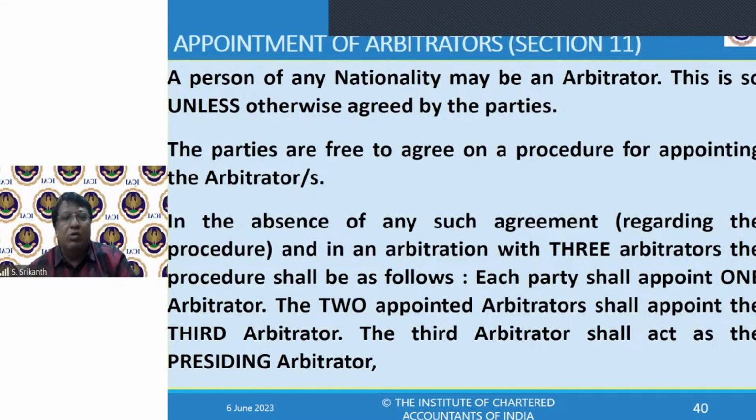So, in the absence of any such agreement regarding the procedure, and in an arbitration with 3 arbitrators, the procedure will be as follows. That is, unless otherwise agreed with the parties, where there are 3 arbitrators. Are you able to see why this is called refrain?